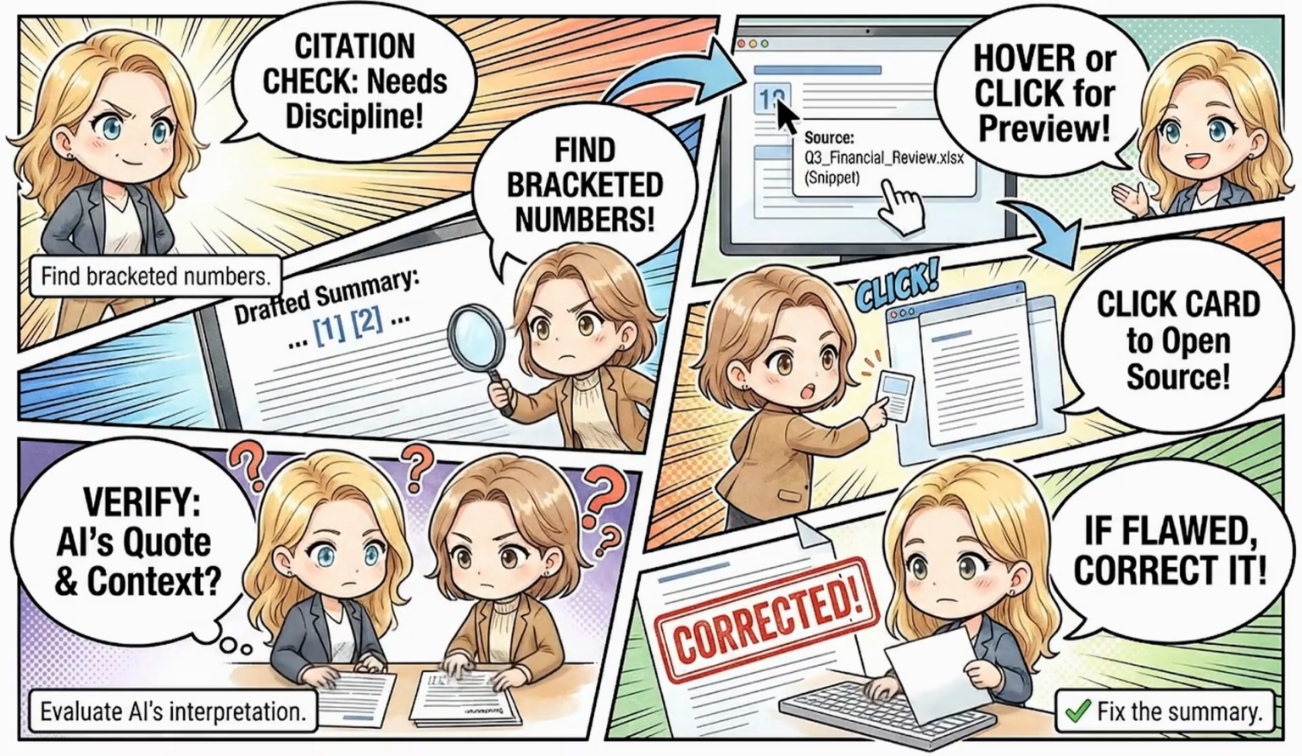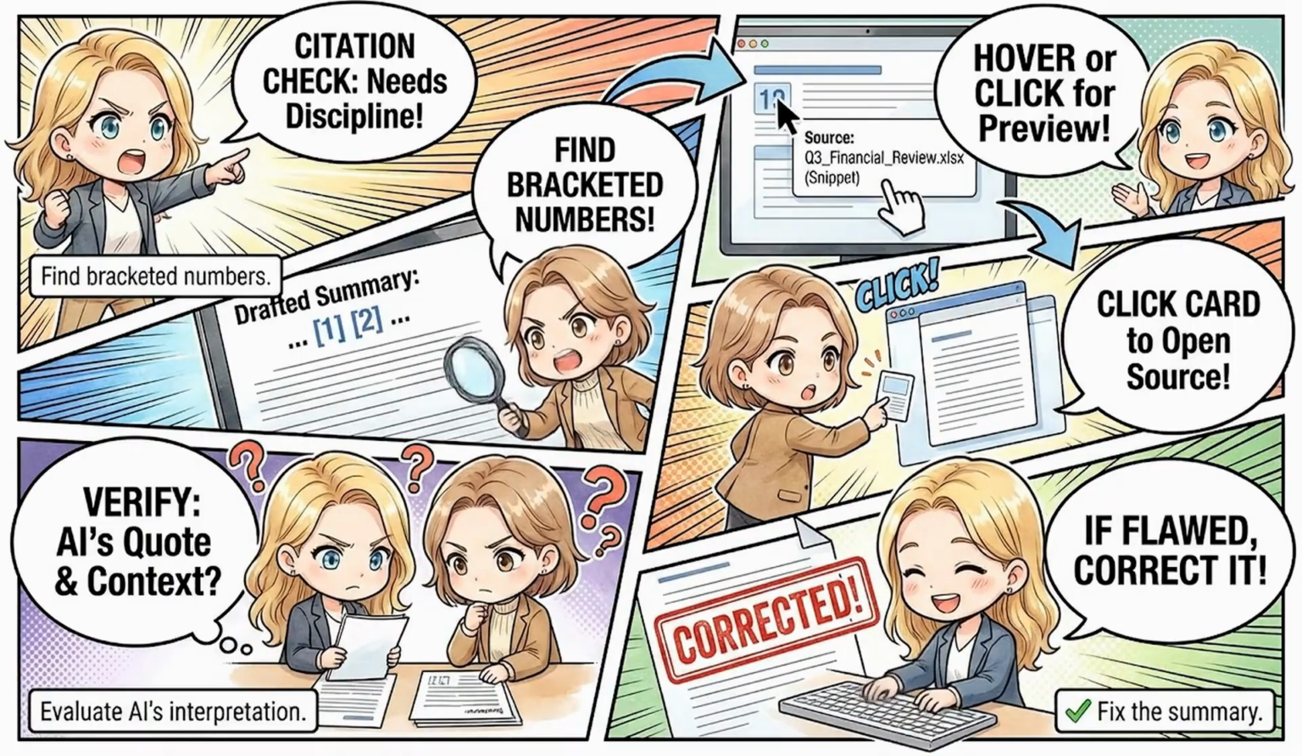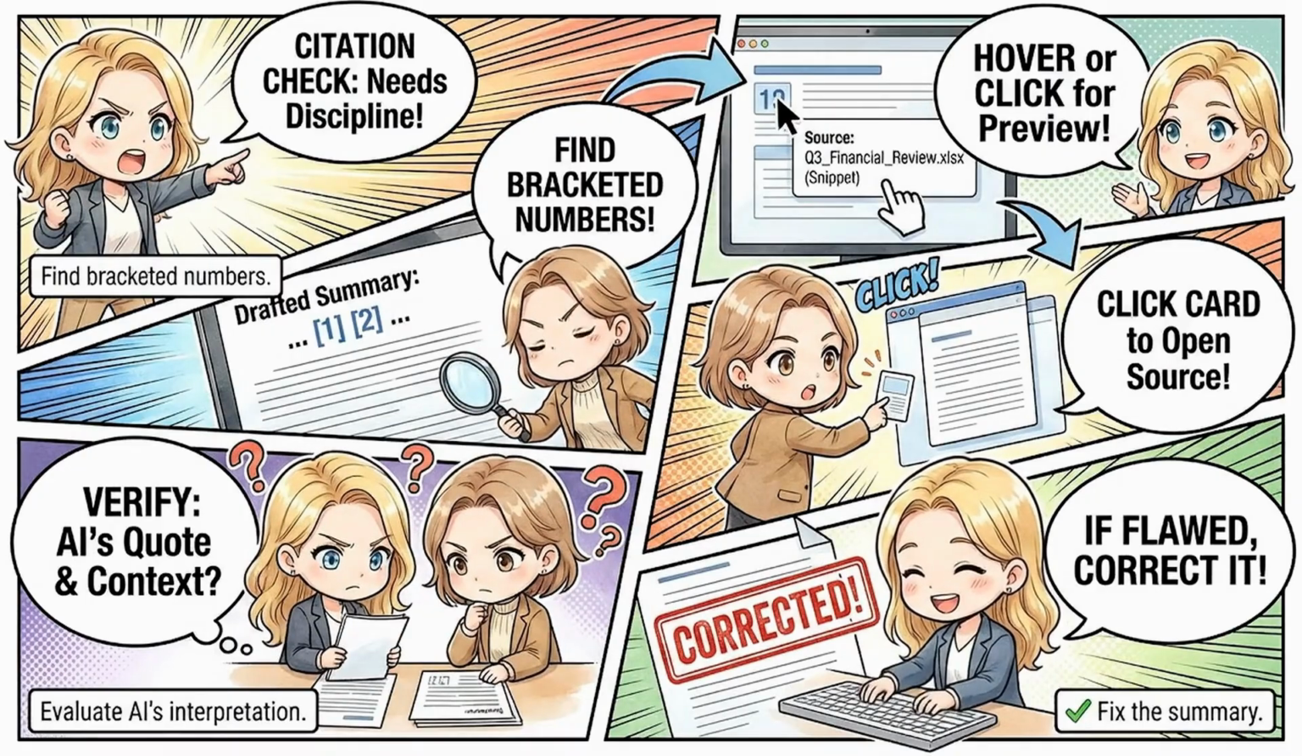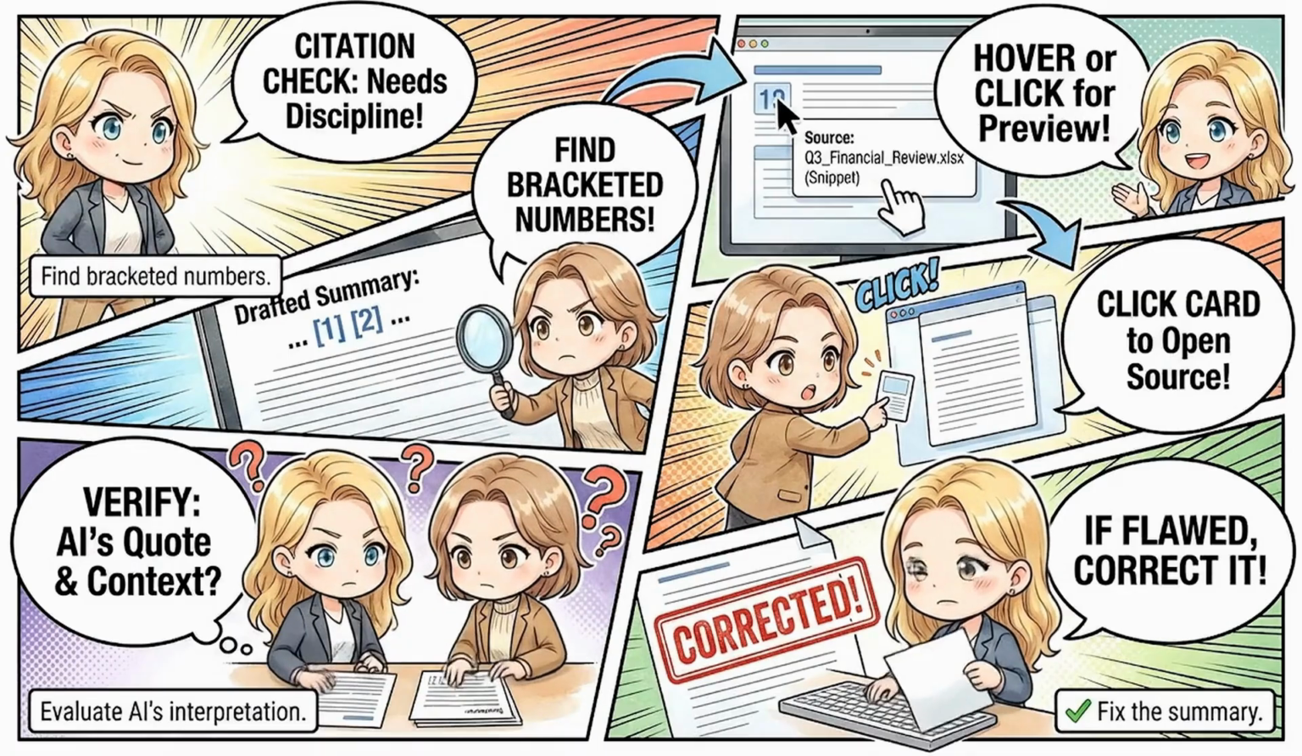Executing a citation check is a straightforward process, but it requires discipline. When you receive a drafted summary or a factual answer from Copilot, you must locate these bracketed numbers. Hovering over or clicking the citation number will typically display a preview card showing the name of the source file, for example, q3_financial_review.xlsx, and a brief snippet of the original text. Clicking the card will open the actual source document, often navigating you directly to the relevant section.